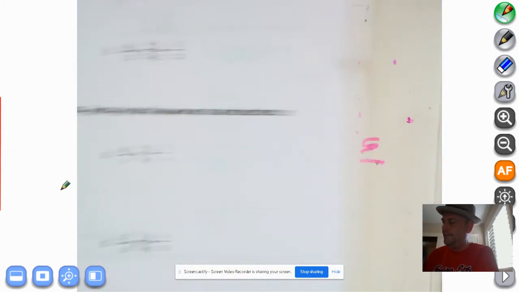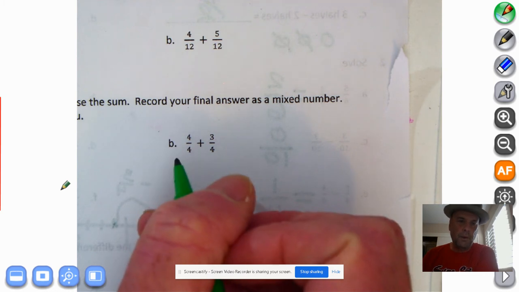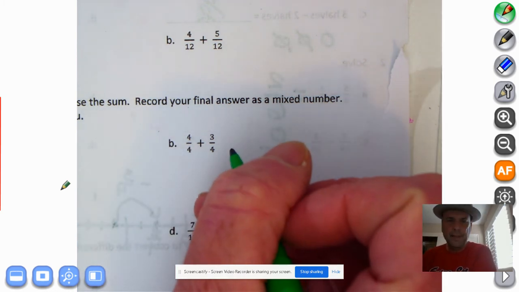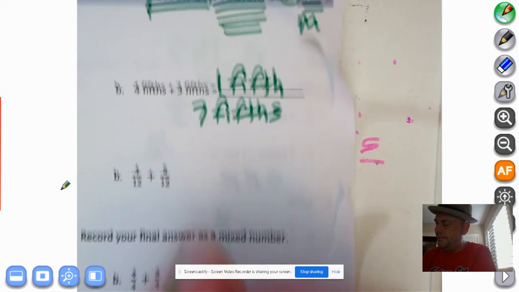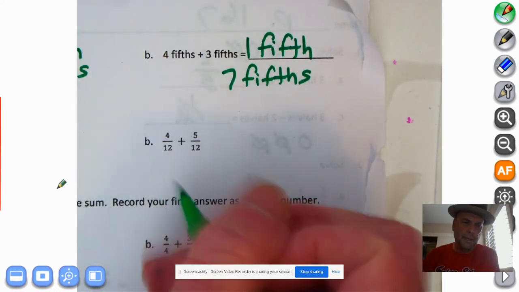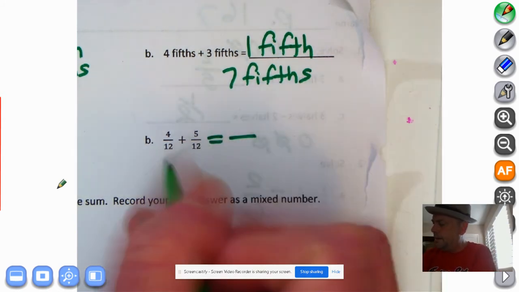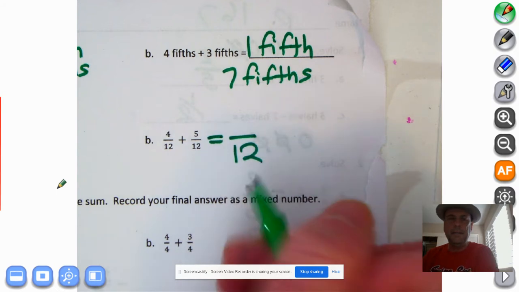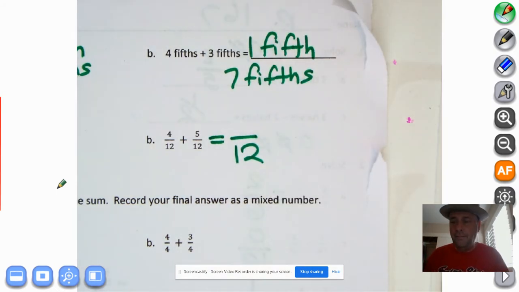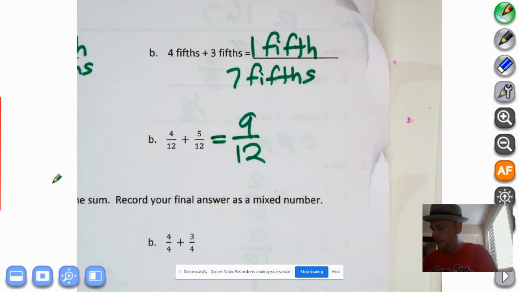And let's go over here. We have 4/4 or 1 whole plus 3/4. We have B here, 4/12 plus 5/12. Well, what's 4 plus 5? Think about it. You know the 12 doesn't change. The denominator doesn't change. So 4 plus 5, think about 5 plus 5 is 10. Subtract 1 is 9. We get 9/12. And there we have it.